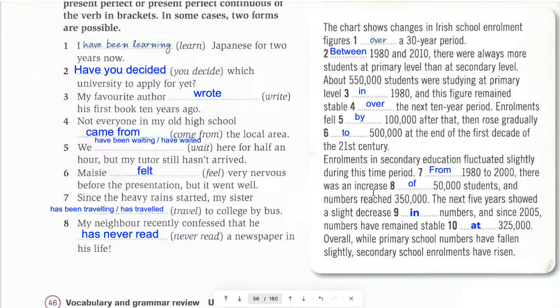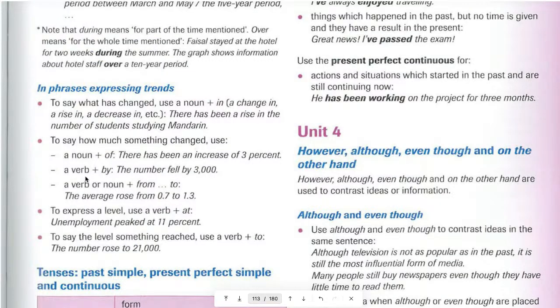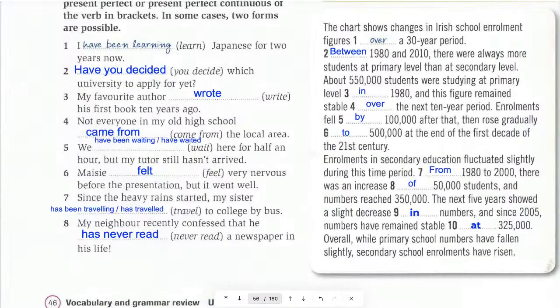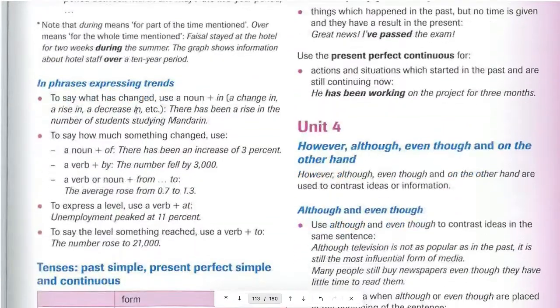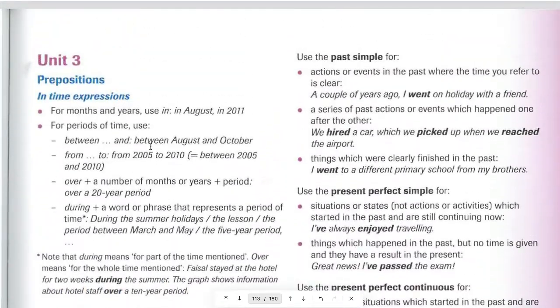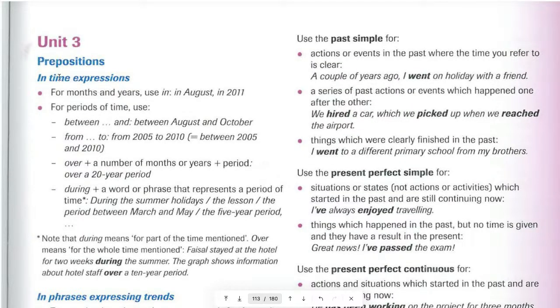An increase, a noun plus of, verb plus by. How about the next way we can use, that is a verb or noun plus from to. Like the average rose from 0.7 to 1.3. Do we have it here? Number 7? No, that's not the same thing. From 1980 to 2000, that's another thing. That is in time expressions. You look above that, you see time expressions.